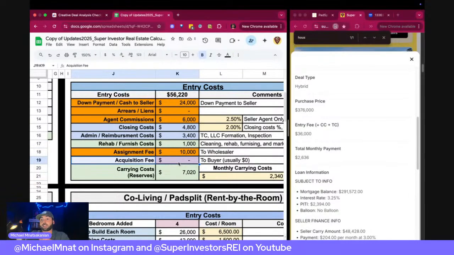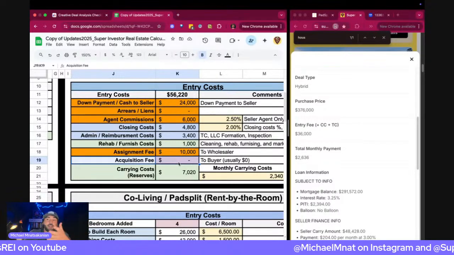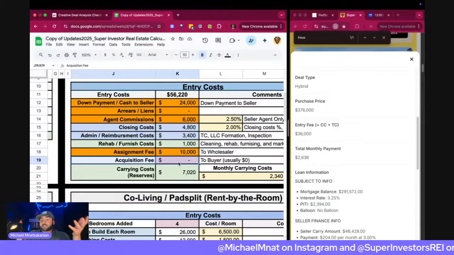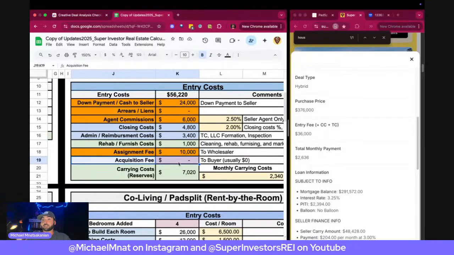More often than not, you're going to have $0 as an acquisition fee, especially if you're raising money. Sometimes you get a little bit. I've gotten up to 10K depending on how great the deal is, but it just really depends on how much work I had to do and how great the deal is for us and our partners.